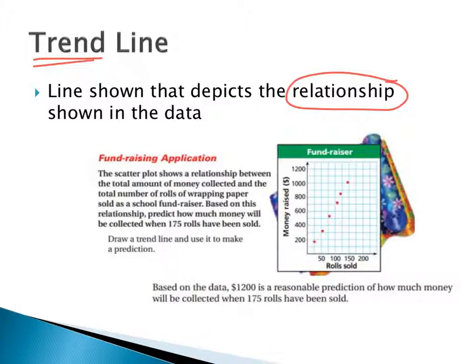As you are raising money, if you sell more of the wrapping paper rolls, what's going to happen to the money collected? You should hopefully think that as the rolls increase, the money raised will also increase. So we see that this is going to be a positive correlation. Once we identify that, the next thing we want to do is what's called a trend line.